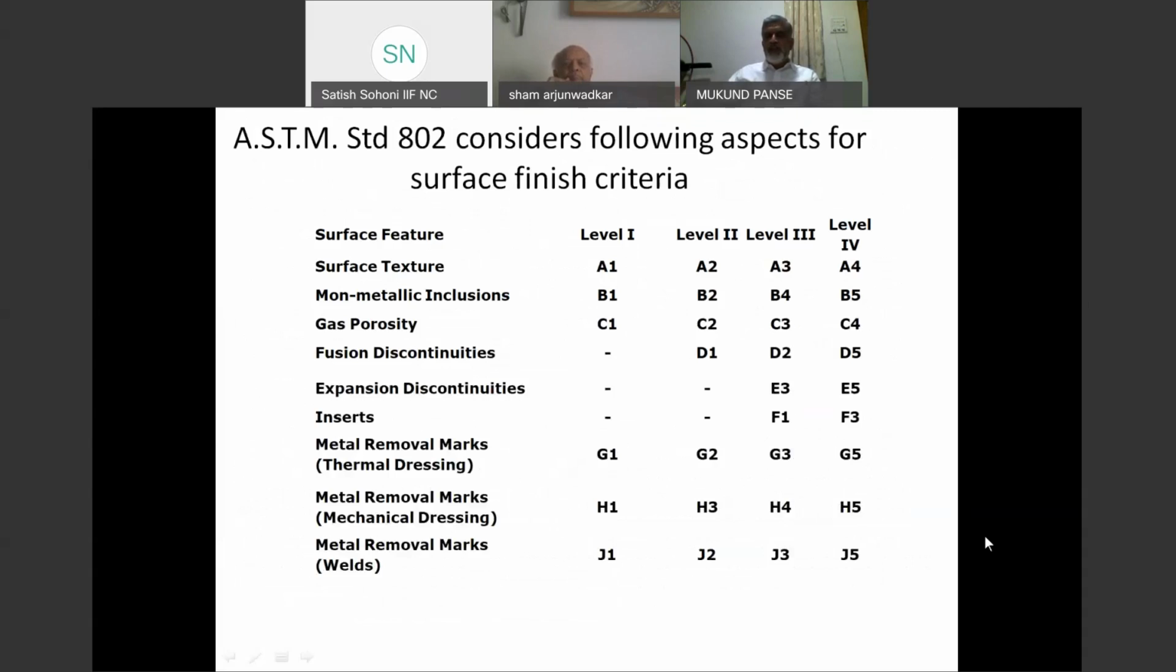Normally, the surface finish specifications like ASTM A802 or MSS SP-55 for visual inspection specify various characteristics like surface texture, non-metallic inclusions, gas porosity, fusion, expansion, inserts, metal cutting marks, grinding marks, etc. But we are going to consider the basic surface texture of a casting. As for these other defects, there are other things that contribute. For example, gas porosity can come from the gas in the metal itself, gas generated by the molding material, gas picked up during pouring in the running system, etc. So we'll concentrate basically on the basic texture of the casting and how we should get a good texture.